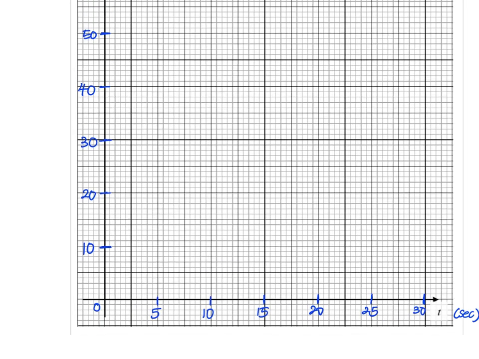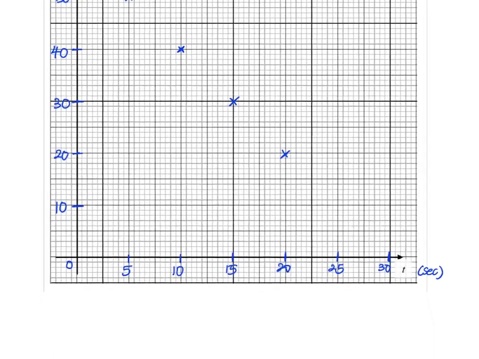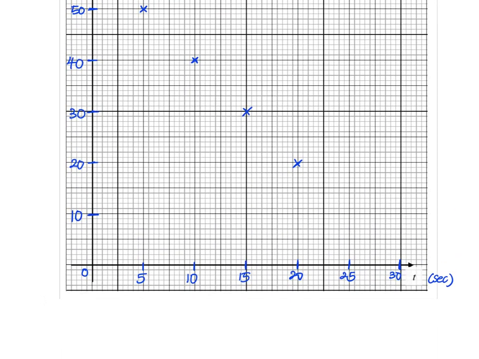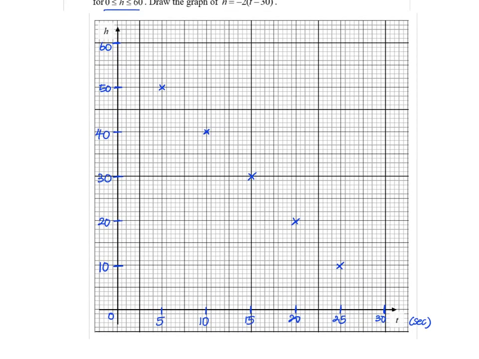When t is 5, h is 50, so we'll mark with a cross. Then 10, 40 is here. 15, 30 is here. Then 20, 20 is here. And last but not least, 25 is 10. This will be down here. Okay, so we have a series of our points, and we shall draw our line, draw the graph of all this thing.